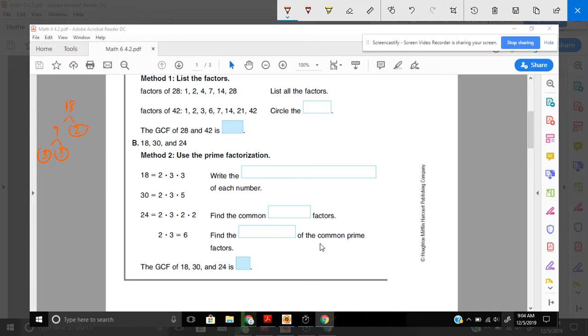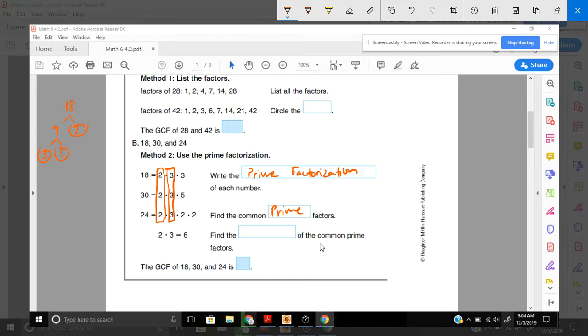Okay, so the first step would be to write the prime factorization of each number. All right, for 30, it would be 2 times 3 times 5. And then for 24, it's 2 times 3 times 2 times 2. Okay. Then you need to find the common prime factors. So I'm going to box or circle my common ones. So it looks like they all have these 2's in common. And they also have these 3's in common.